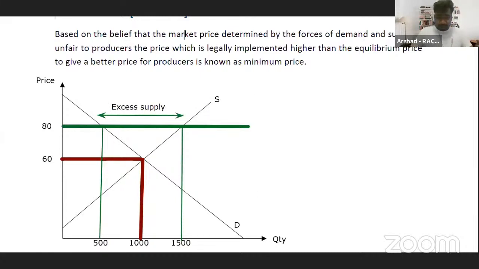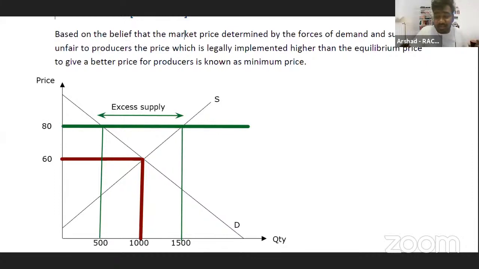So there is a small problem that we come across. Now, can you tell, okay, think logically, okay? In this situation, right, will the farmer go and supply 1,500 units, or will he supply only 500 units? How much will the farmer supply? At the price of 80, he's willing to supply 1,500. Will he actually go and supply the 1,500? Will he actually do that?